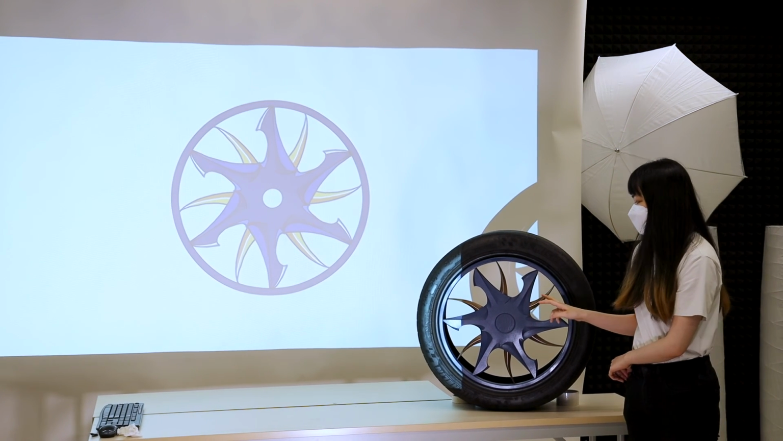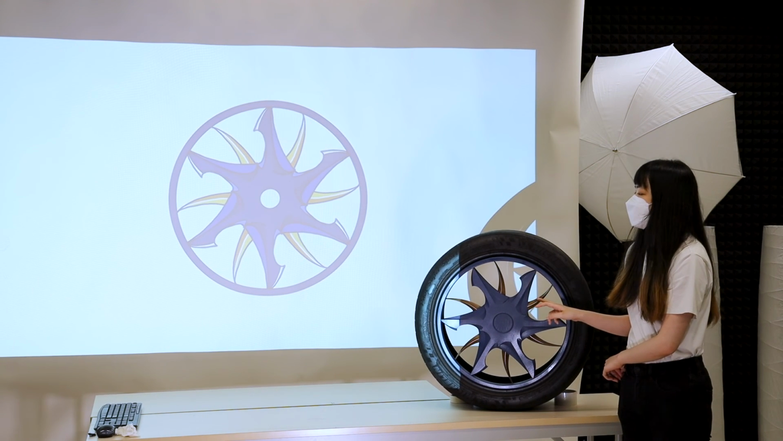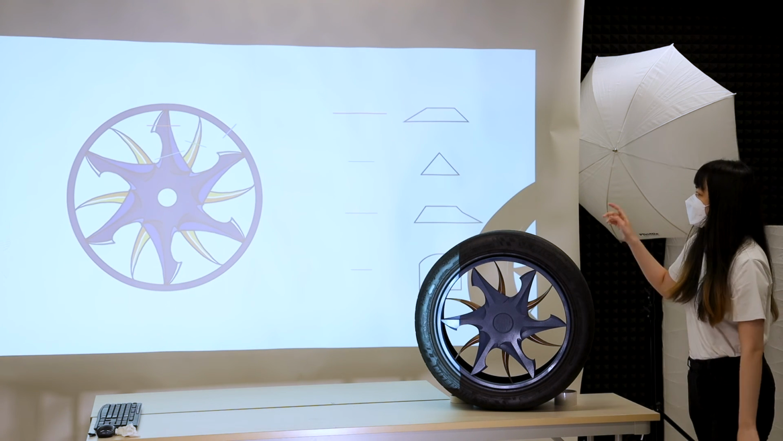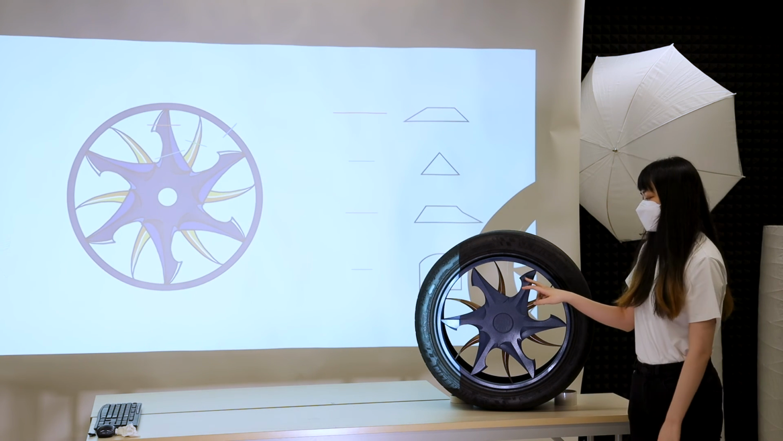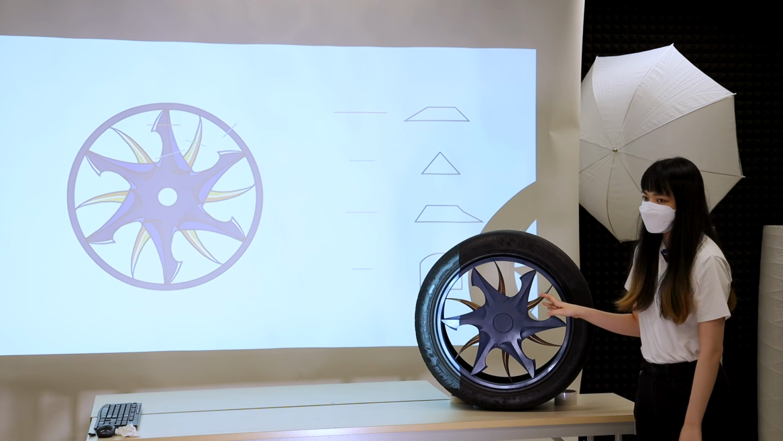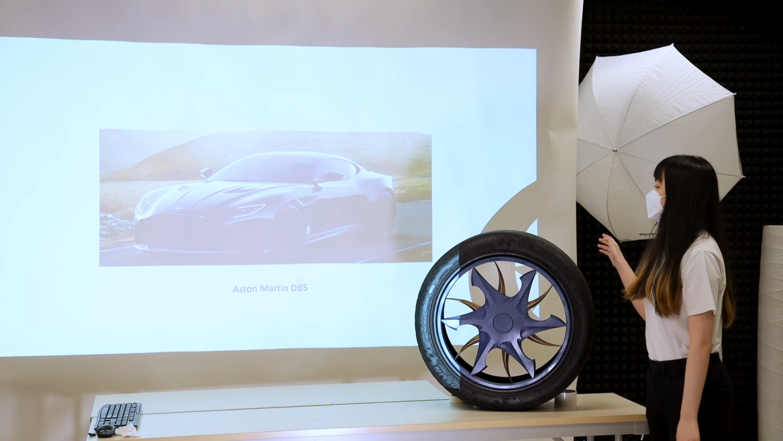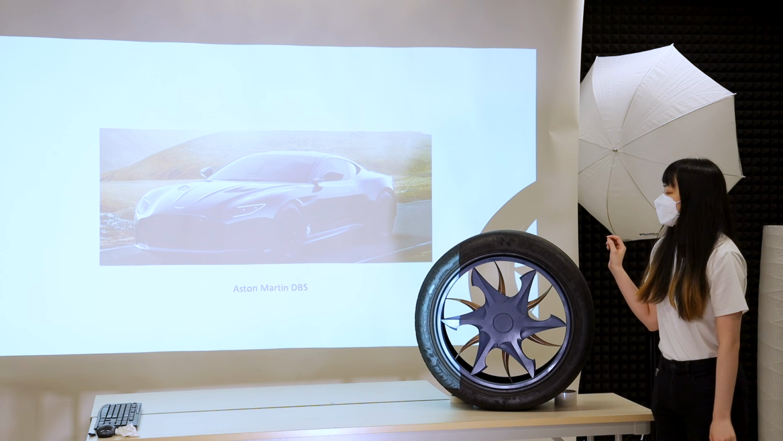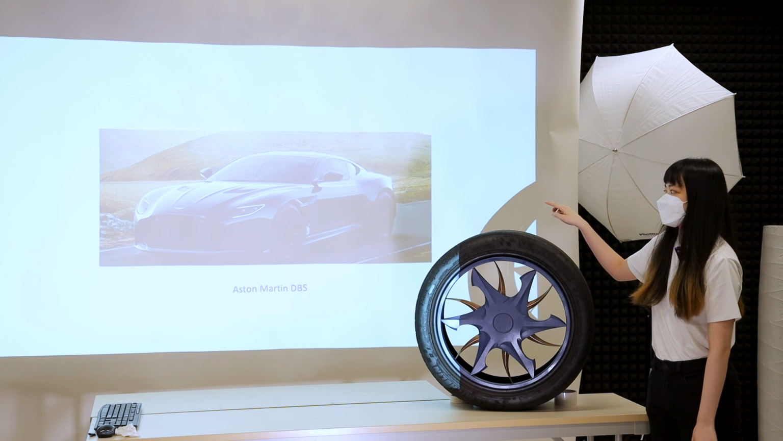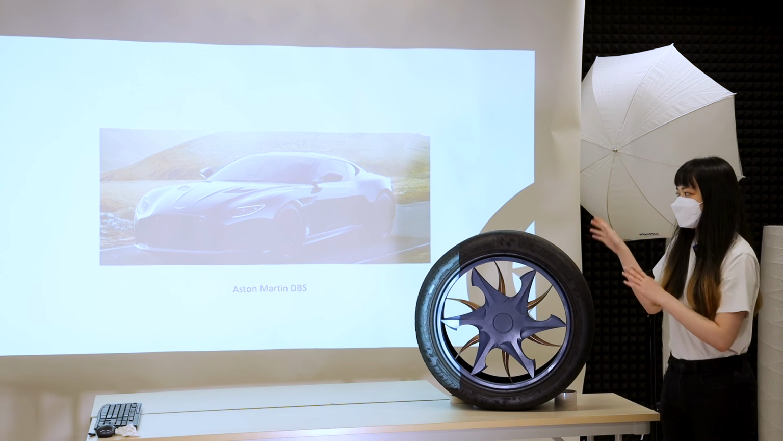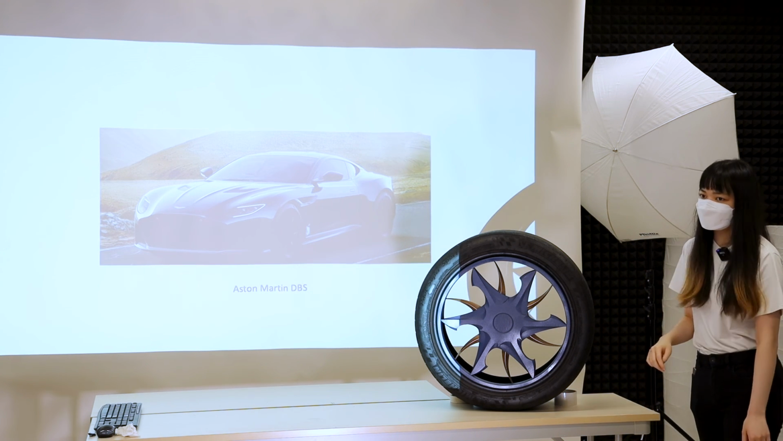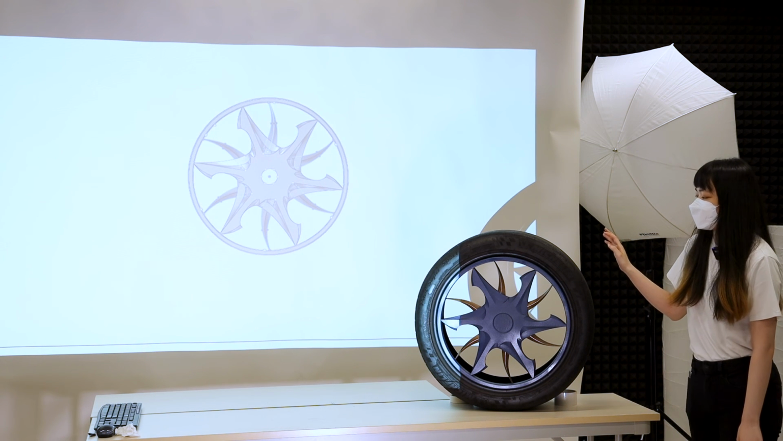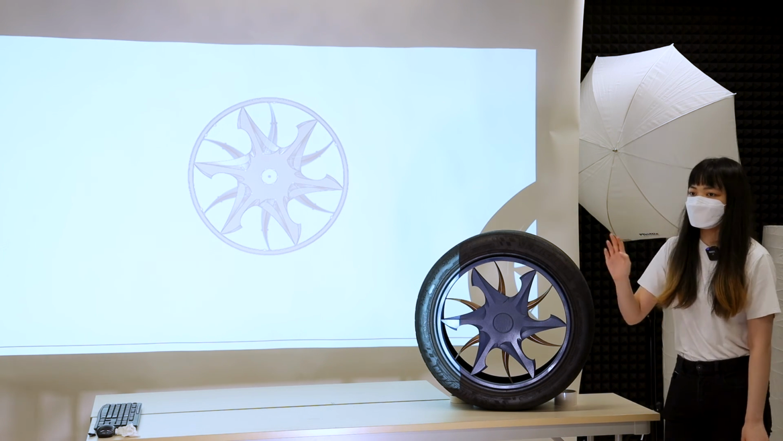I'm using gold here for highlighting when it is spinning. This is the section of different parts of my wheel. This is how it looks on the Aston Martin DBS. And I chose blue because of the color of the car that I chose. And here is the video of how it looks when it is spinning.